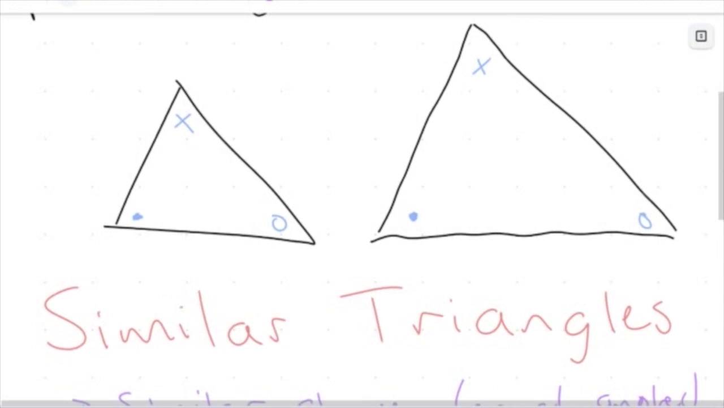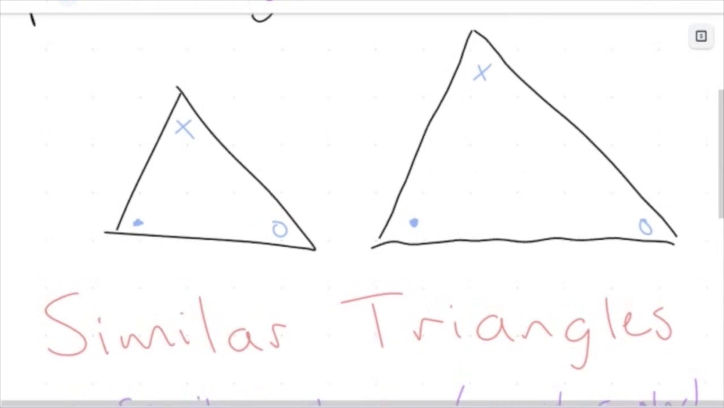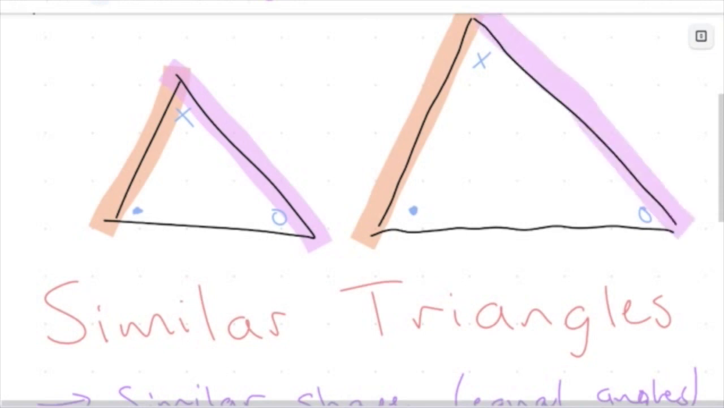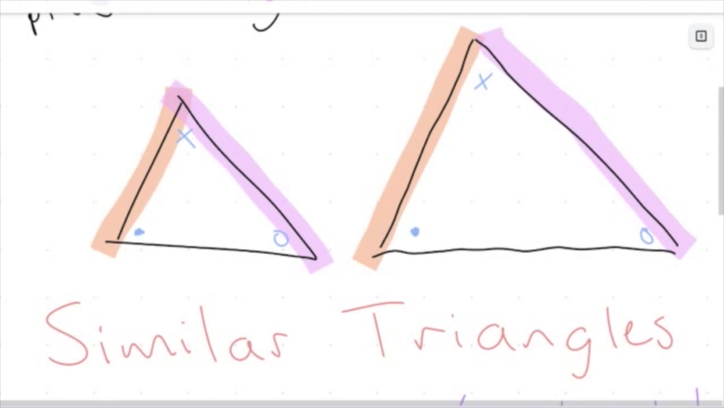But let's think about, well, what makes these two similar? Well, you may notice, and I don't know if I've drawn it well enough, but you should be able to see roughly that all of the sides seem like they're in proportion to one another. Although one is bigger than the other, it appears as though they've all been scaled up, they've been increased by the same amount.